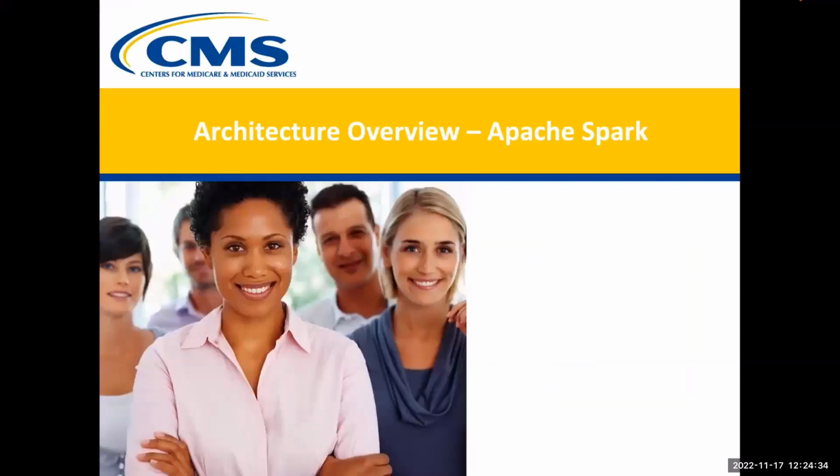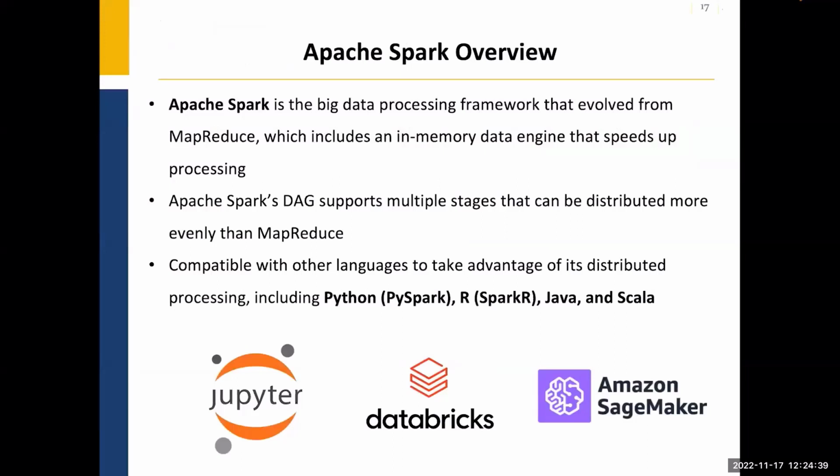Another key technology that I want to highlight today is Apache Spark. Apache Spark is the big data processing framework that has evolved from MapReduce, which includes an in-memory data engine that speeds up processing. Within Apache Spark, its DAG supports multiple stages, and compared to Hive, those particular tasks and stage executions can be more evenly distributed than just the simple MapReduce framework itself.